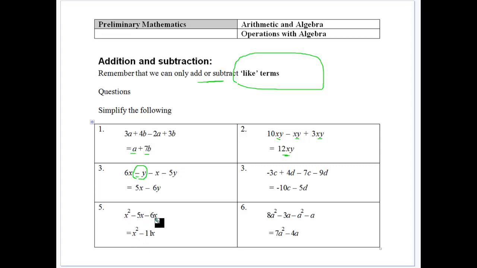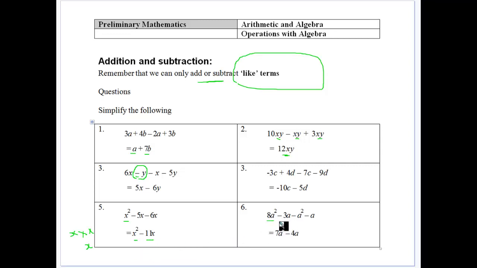x squared minus 5x minus 6x. Now, x squared and x are different terms. They're not like terms. x squared is x times x, so it's not the same as just x by itself. So when we do this, x squared would stay the same, but we've got minus 5 minus 6 gives us minus 11x. So that's by itself, so we can't do anything with that. That's as simplified as we're going to get.